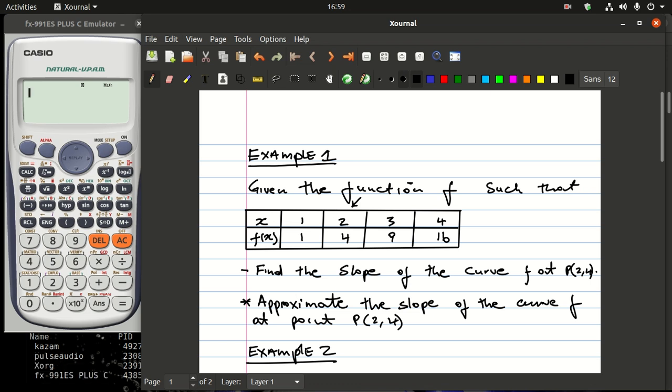The second one is to find the slope of the line passing through this point and that point, and put it aside. Then find the slope of the line passing through this point and that point, and then take those 2 slopes, add them, and divide by 2. You get a good approximation of the slope that is passing through this particular point here.